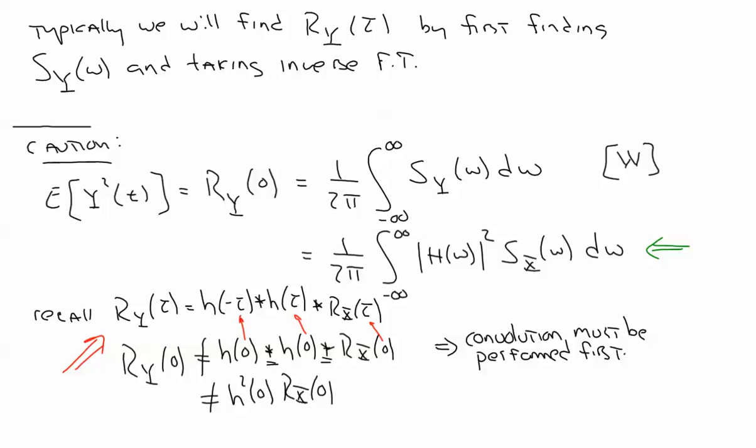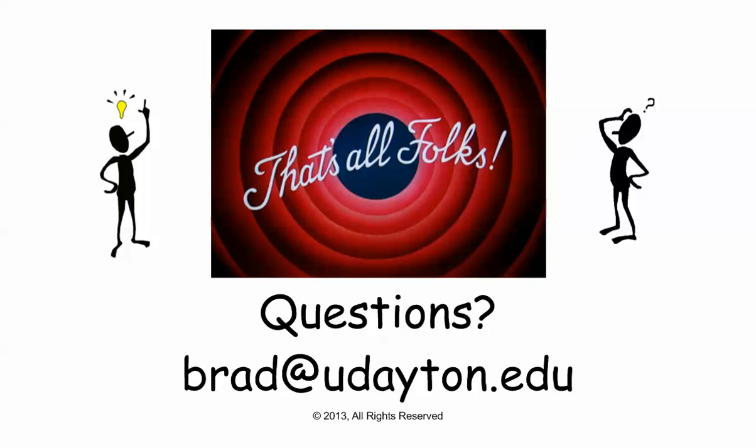Well, that's all I've got for today. We have some general relationships for input and output characterization for time invariant linear systems that have at least wide sense stationary random processes at the input.